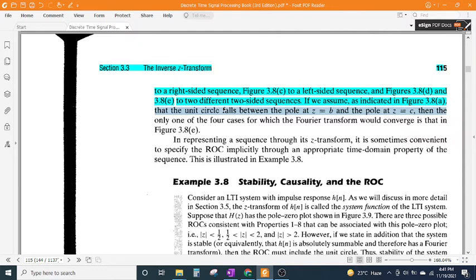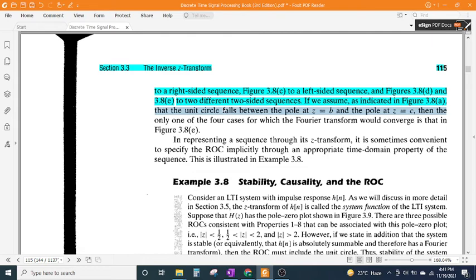In representing a sequence through its Z-transform, it is sometimes convenient to specify the ROC implicitly through an appropriate time domain property of the sequence. This is illustrated in Example 3.8: Stability, causality, and the ROC. Consider an LTI system with impulse response h[n]. As we will discuss in more detail in a later section, the Z-transform of h[n] is called the system function of the LTI system. Suppose that H(z) has the pole-zero plot shown in Figure 3.9.